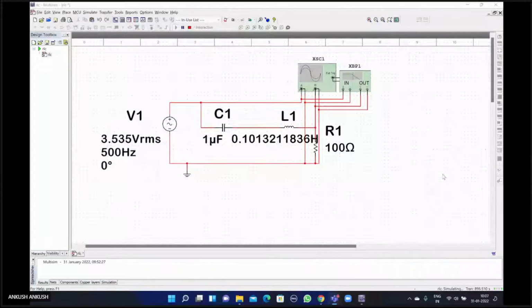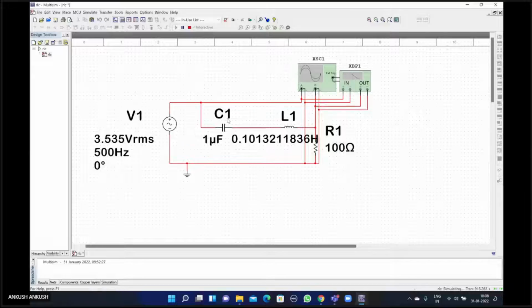Is my screen visible, ma'am? Yes, it is. So, ma'am, I took the frequency at 500 hertz, and accordingly V peak to peak was 10 volt. Then I calculated VRMS by VPP divided by 2 root 2, and it came out to be 3.535.